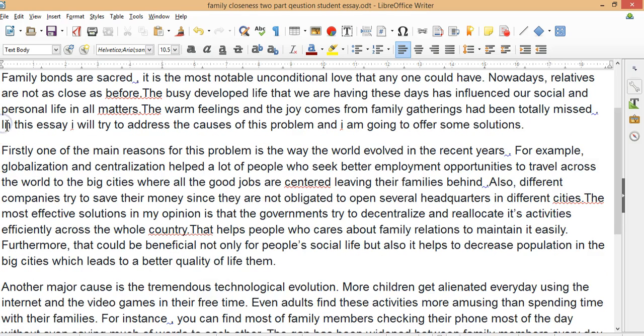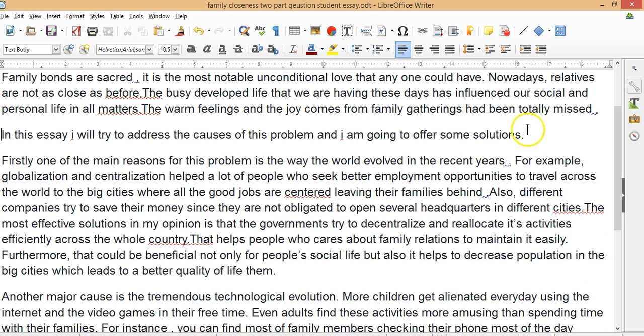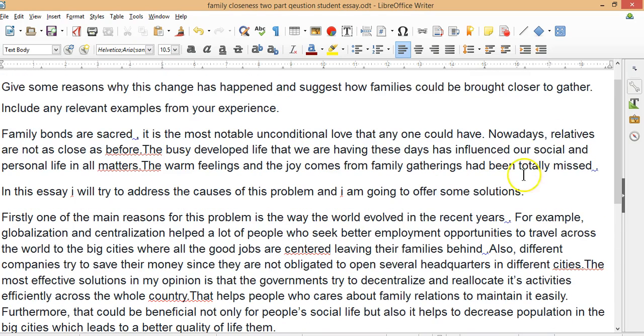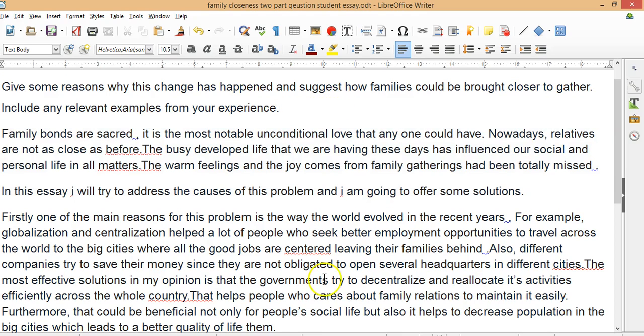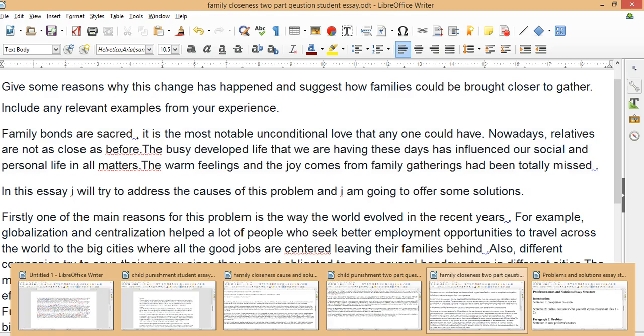Now, here, I will try and address the causes of this problem, and I'm going to offer some solutions. Well, yeah, but what are they? That's the question. So in terms of introductions, it's rather general. It's a little bit vague. It doesn't actually say much. So let's have a look at an example.